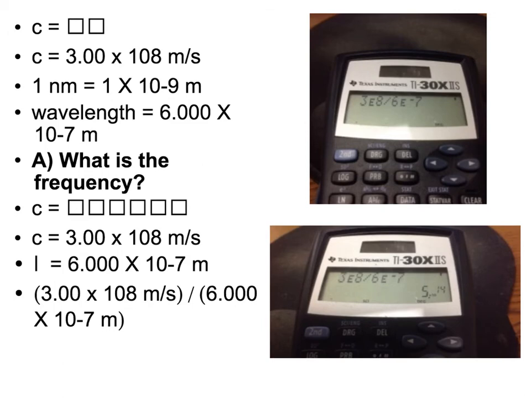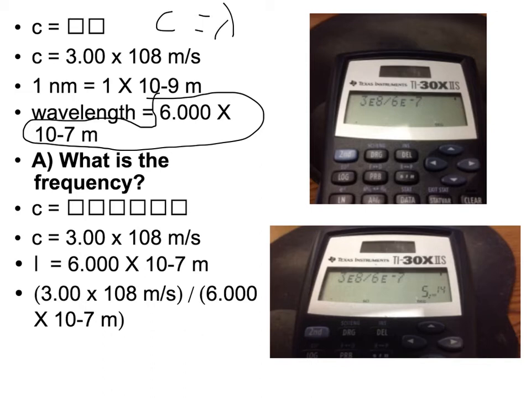Next, what you're going to do is, now we have our wavelength set up as 6.000 times 10 to the negative 7th. So now we have c, because c is the speed of light, that's always given. And now we have the wavelength in the correct units. So all that we're going to do is just divide.